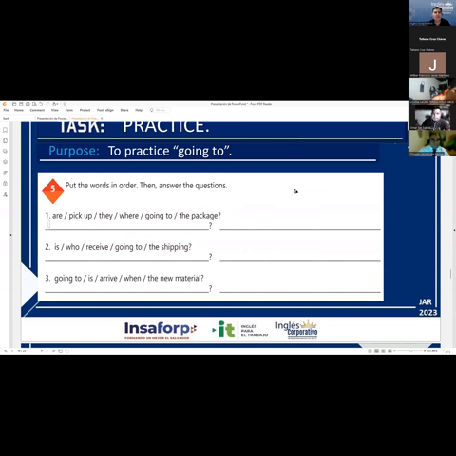Question number one. How do you make the question? Where are they going to pick up the package? No. Where are they? Going to pick up the package. Excellent. Where are they going to pick up the package?